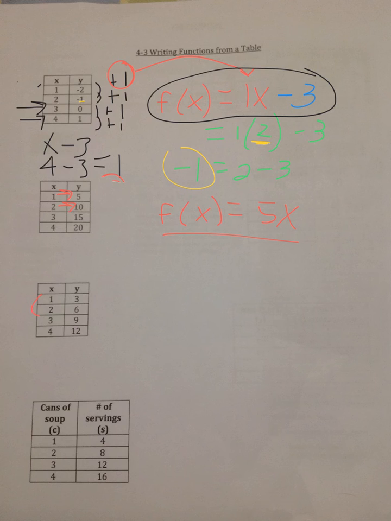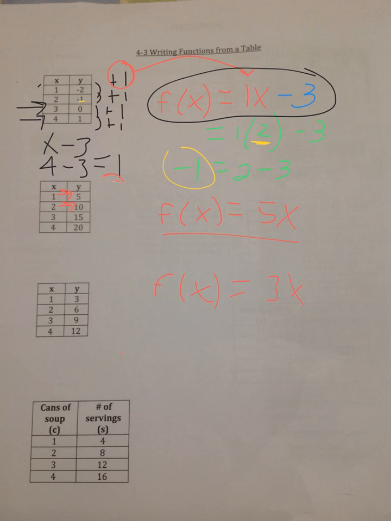Second one here, again, these are all plus 1, plus 3, plus 3, plus 3. F of x equals 3x. Start to look at the relationship going across.